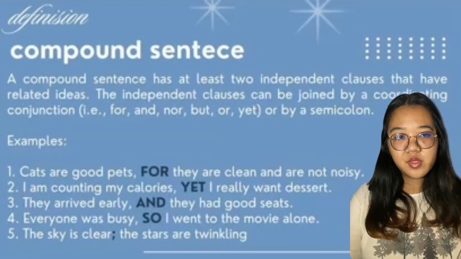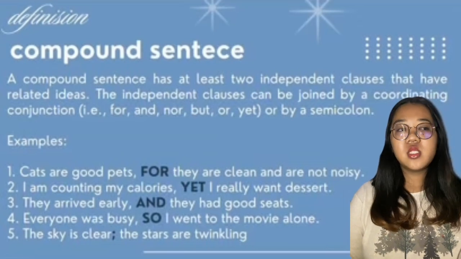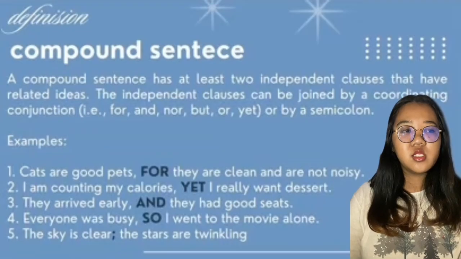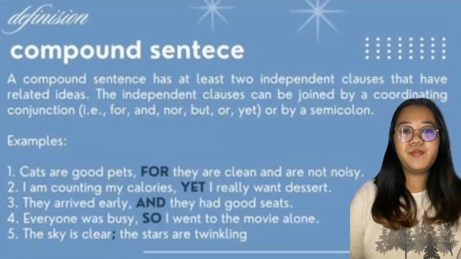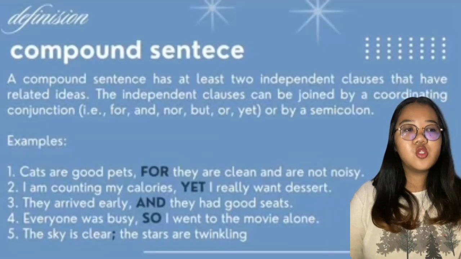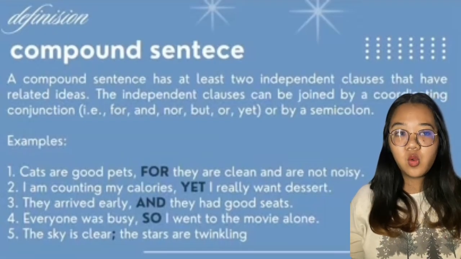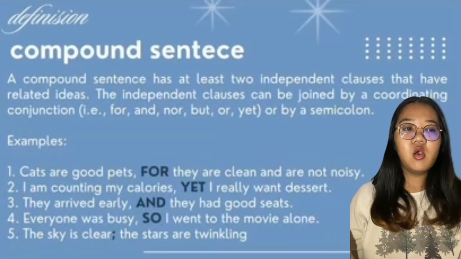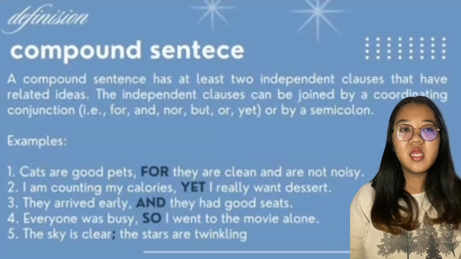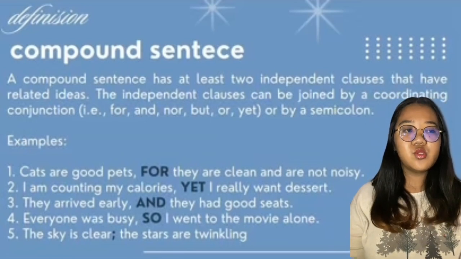And the third example, they arrived early and they had good seats. The word and connects two equal ideas. Next example, everyone was busy, so I went to the movie alone. So shows result or consequence. And the last example, the sky is clear; the stars are twinkling.